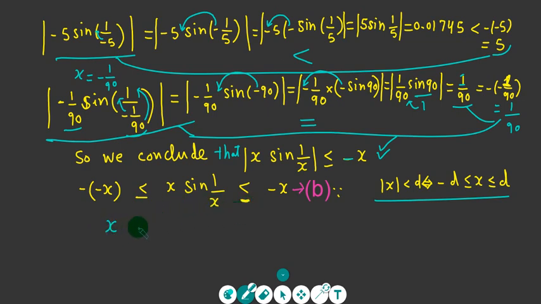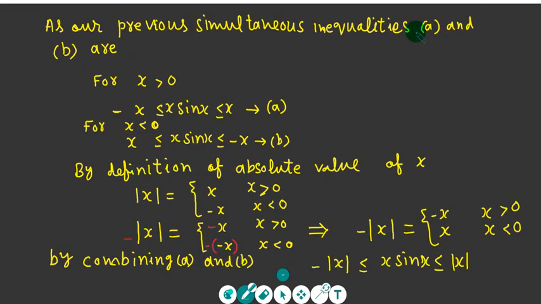By writing minus x multiplied by sine 1 upon x less than or equal to minus x, this is our second simultaneous inequality. Now we write our previous simultaneous inequalities A and B.